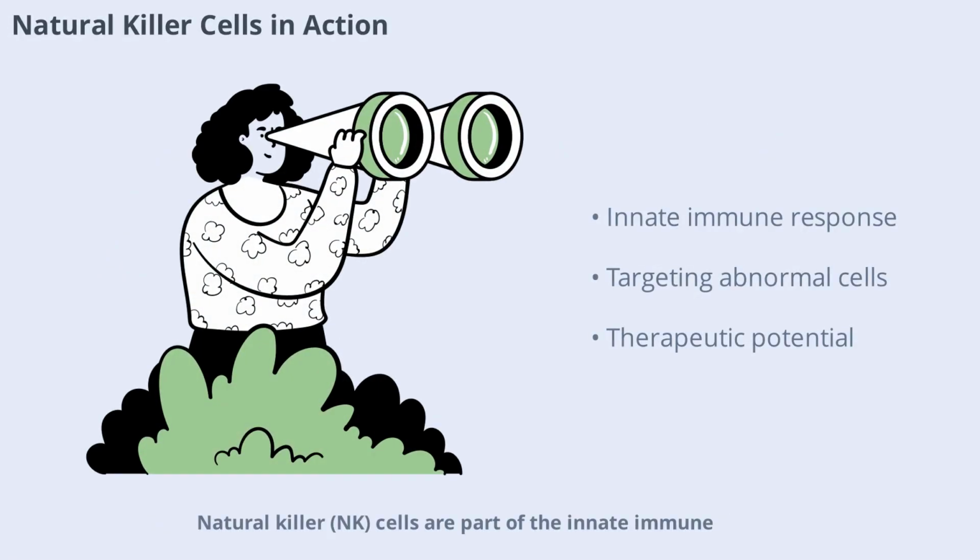Natural killer NK cells are part of the innate immune system and can recognize and destroy cancer cells without prior sensitization. They are especially important for targeting cells that have lost normal markers, which often happens in cancer. However, tumors can develop ways to inhibit NK cell activity, making it harder for these cells to do their job. Boosting NK cell function is an area of active research in cancer immunotherapy.